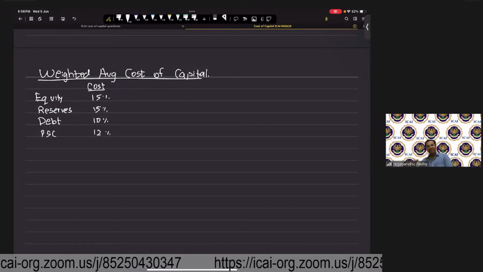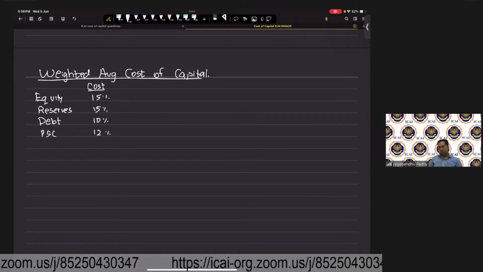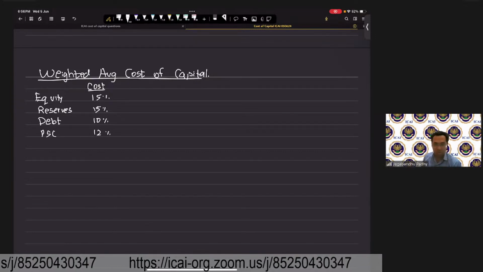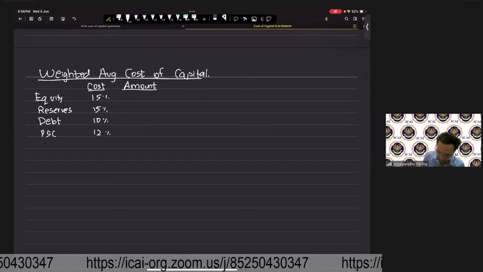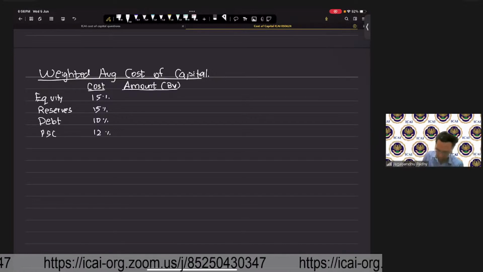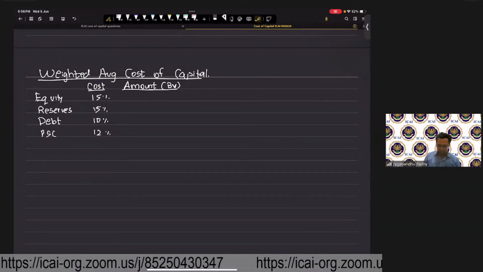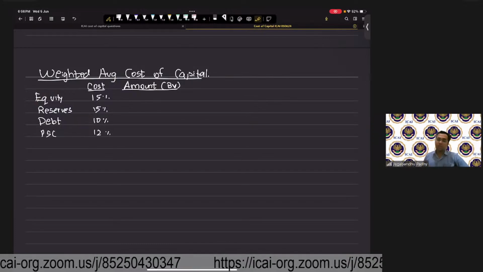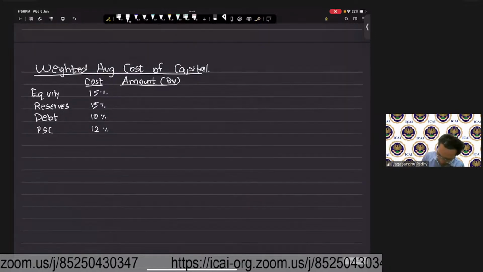I want to know the average cost of my funds. I cannot take a simple average because the amount of equity and the amount of debentures, each one of them, is different. So I need to consider an amount. This amount can be the book value or it can also be the market value of these securities. If these sources of funds, that is equity shares, debentures, and preference shares, are listed in the market, then the market value will be considered.